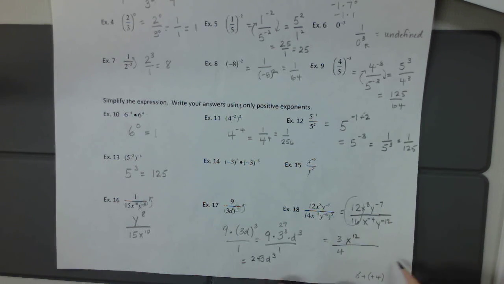And down here, you'd have negative 7 minus a negative 12. So I do leave, change, and that's equal to 5. So y to the 5th. Okay, so in the denominator, I just have 4. And in the numerator, I have 3x to the 12th, y to the 5th.